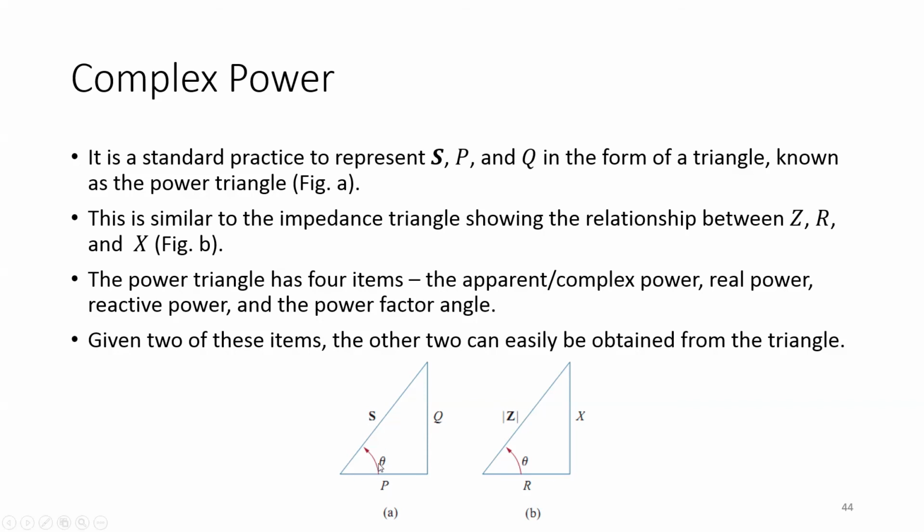As this angle is similar to the impedance angle, the total impedance can also be deduced from this relationship. So the power triangle has four items: P, Q, S and theta. P is real power, Q is imaginary power, S is the complex power, and theta is the power factor angle.